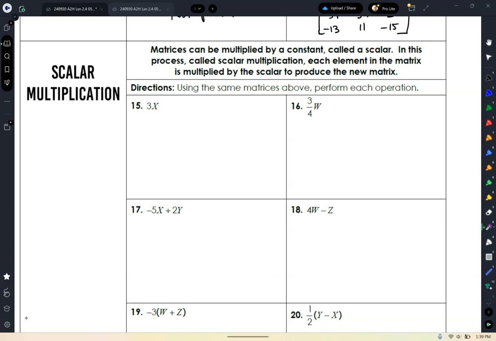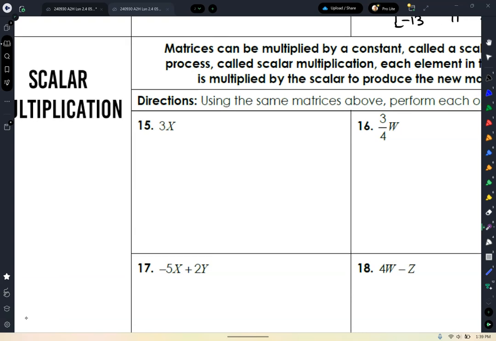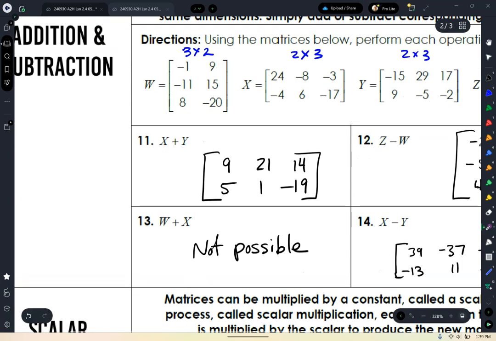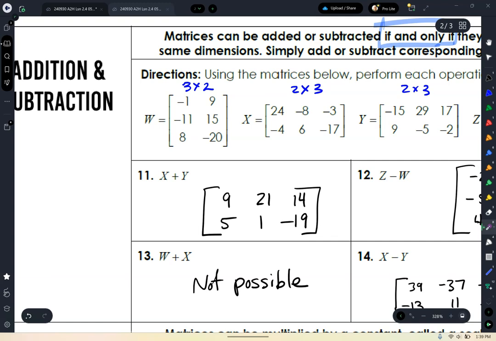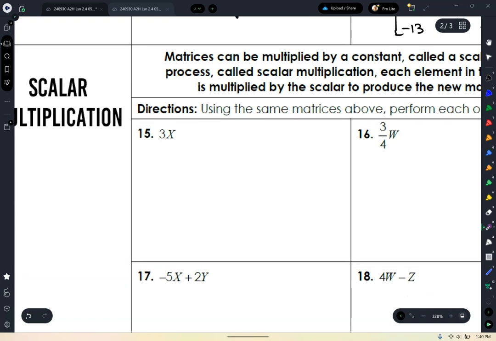If we were to do number 15 here, we want 3 times matrix X. So we're going to use the same matrices up above. This time you're going to take each of the elements and scale them by multiplying each of them by 3. A way you could think about this is you could write out in front of this matrix a 3, and then multiply each of these elements in the matrix by 3. Okay, go ahead. Scale up X by 3. Let's see what you come up with.